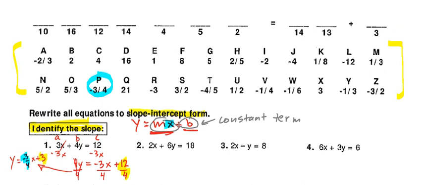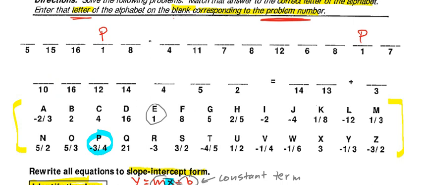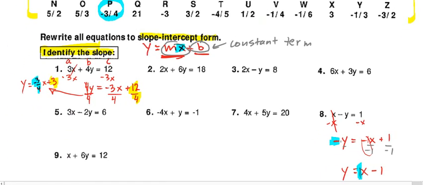So, going back up here, I see letter E has a 1. I don't see a 1 anywhere else. So, since that was problem number 8, let's find all of the 8s up here. Here's an 8. That's going to be an E. Here's another 8. That's going to be an E. There's another 8. E. Any other 8s? I think that's it.